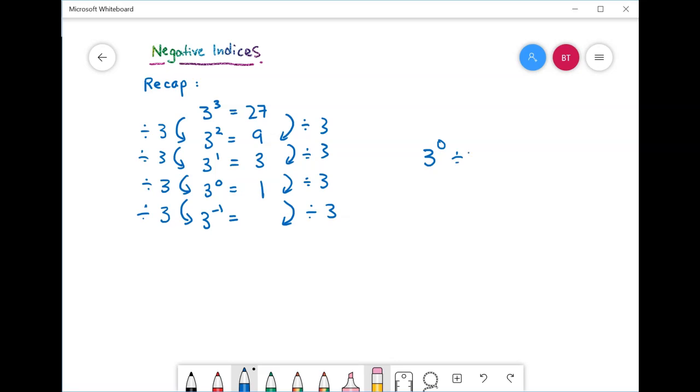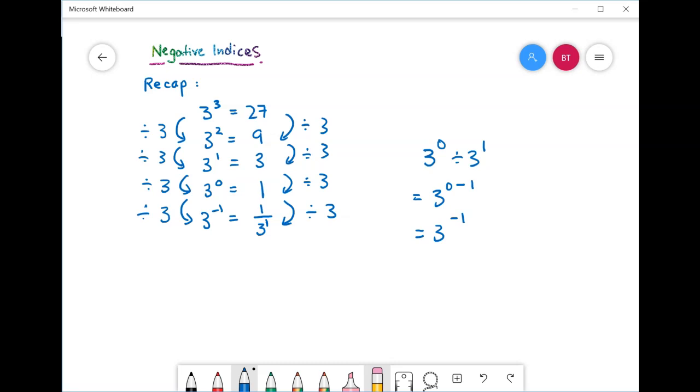3 to the power of 0 divided by 3, which is 3 to the power of 1 actually, will give me 3 to the power of 0 minus 1. Remember this is law 2, where both bases are the same and separated by a division, means my power is a subtraction. So therefore we get 3 to the power of negative 1, and this is what I get on the left hand side. On the right hand side I have 1 divided by 3, so essentially this is just 1 over 3. In fact, this is 1 over 3 to the power of 1.